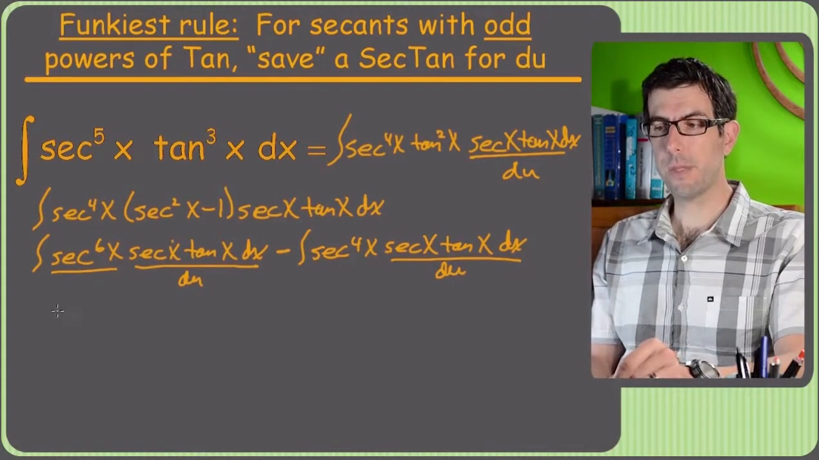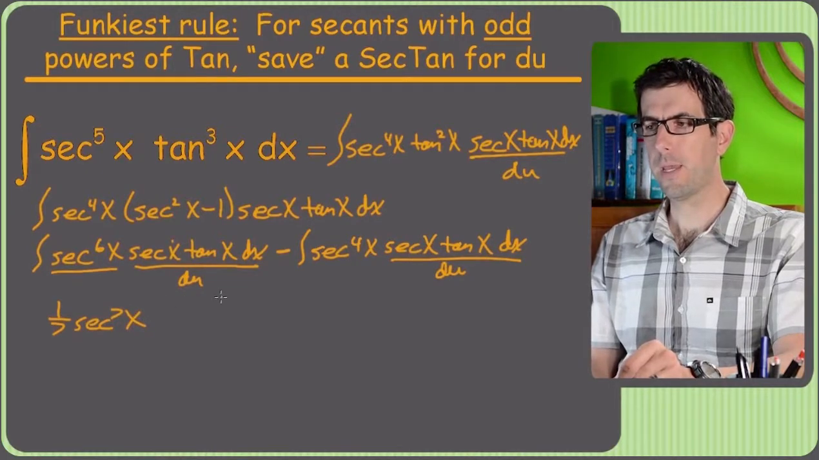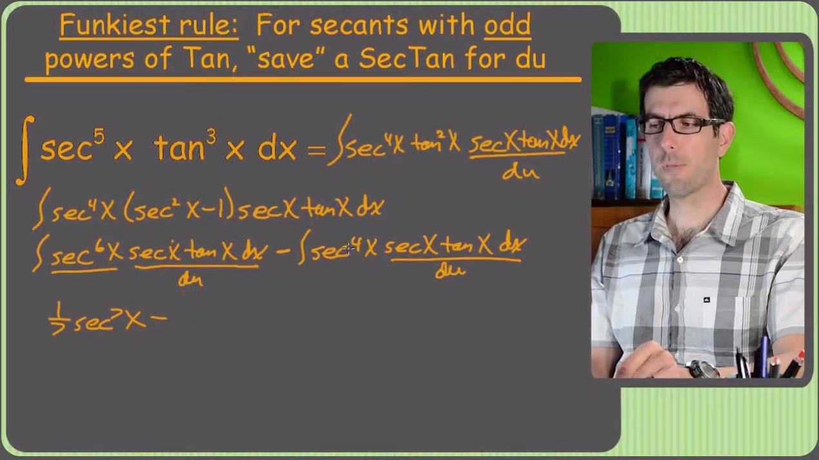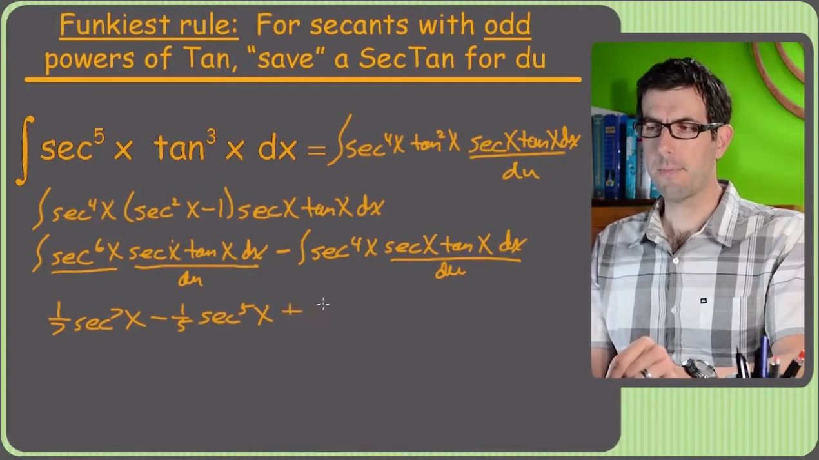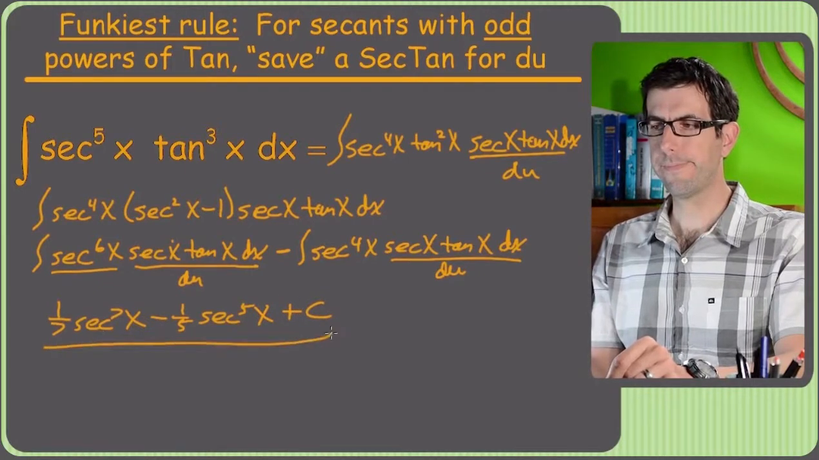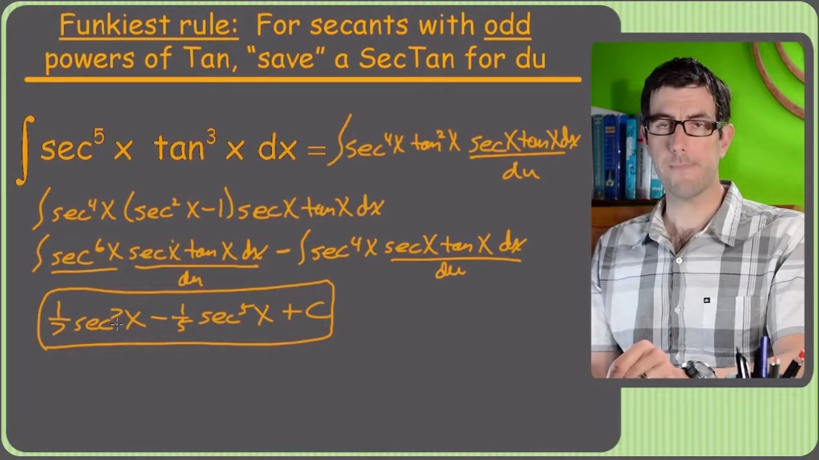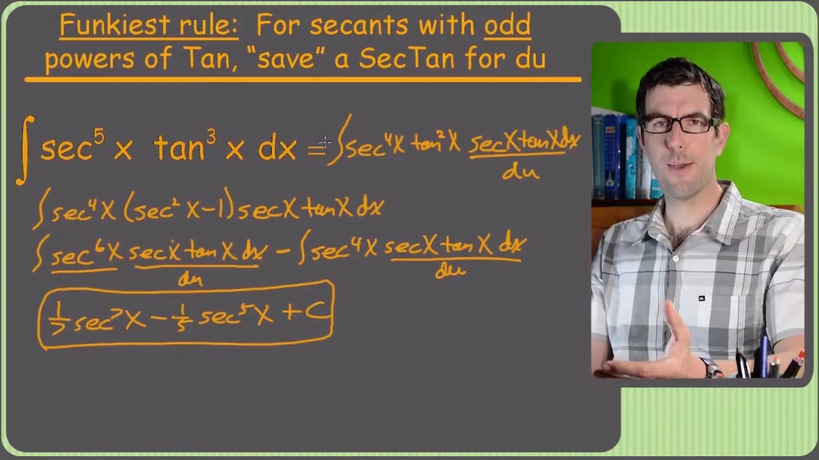So secant to the 6th integrates to 1/7 times secant to the 7th x. And then that secant to the 4th becomes 1/5 secant to the 5th, and plus c. Ugh. So that's what's going on.